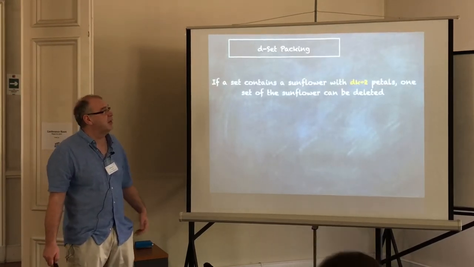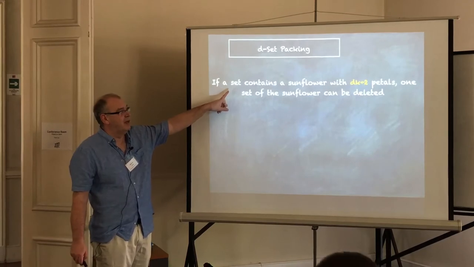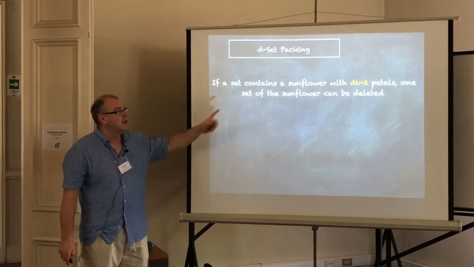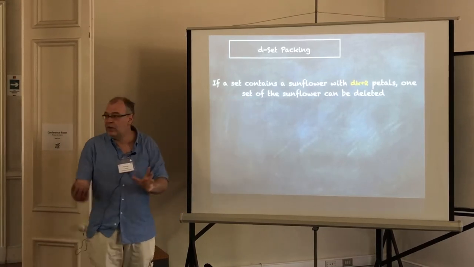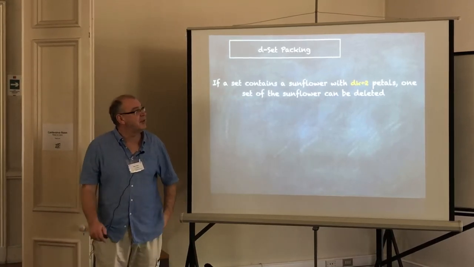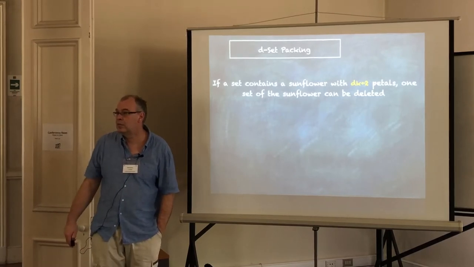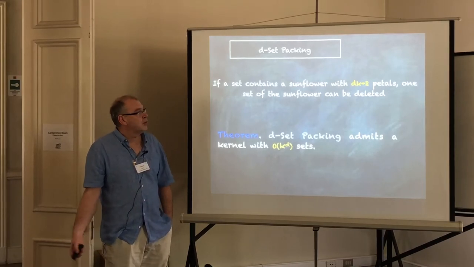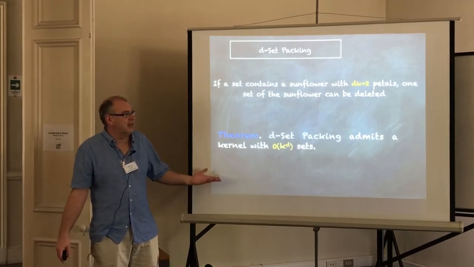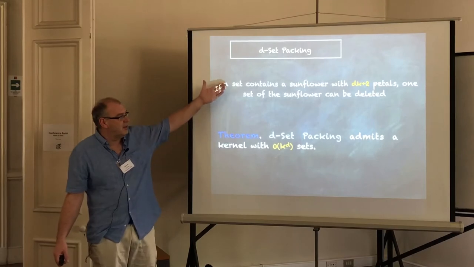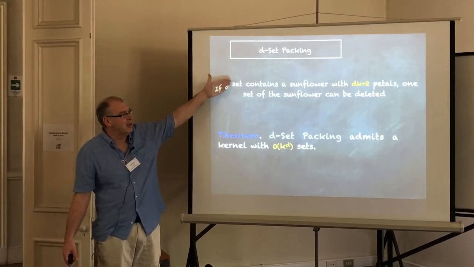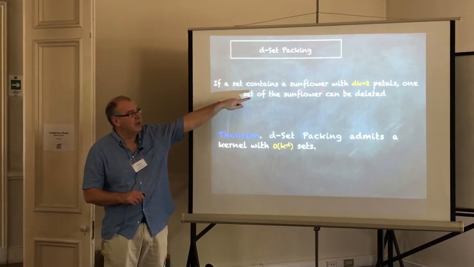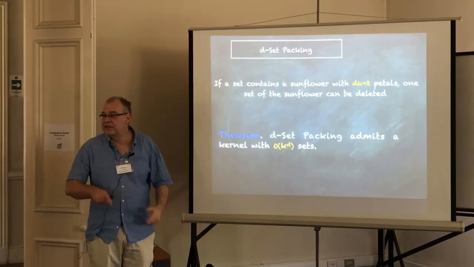Okay, but once we realize what is happening for matching, it's very easy to see what is happening for d-set packing. If my family contains a sunflower with at least d times k plus 2 petals, exactly the same argument applies: one of these sets can be deleted. So now I apply the sunflower lemma. After the reduction rule, I don't have a sunflower with more than this number of petals.